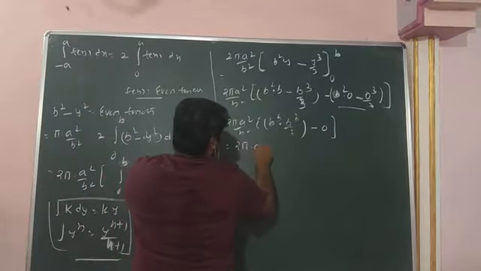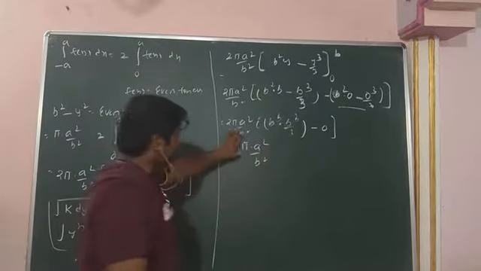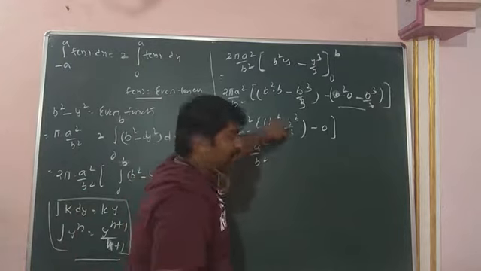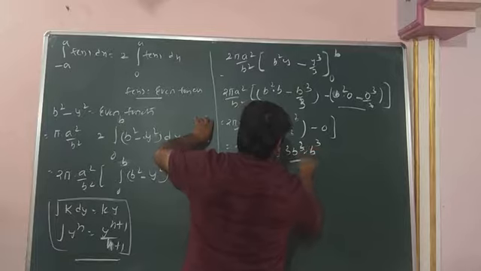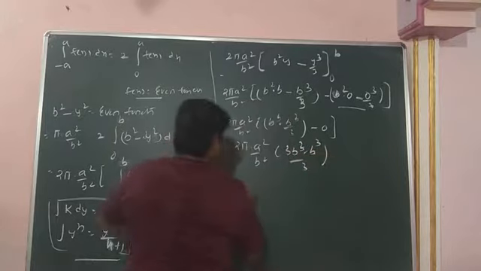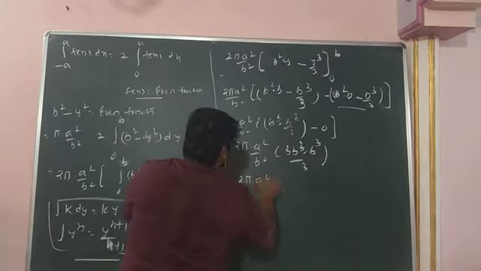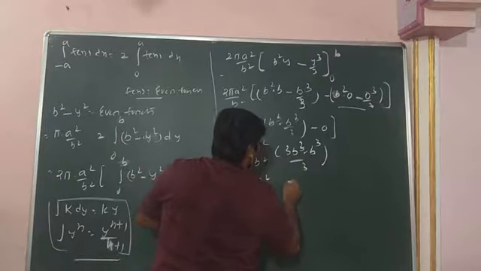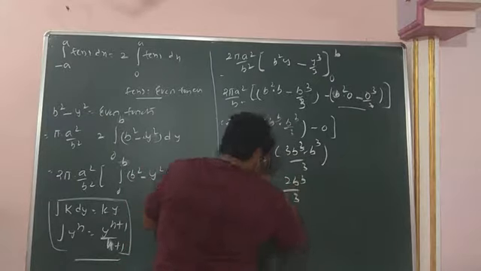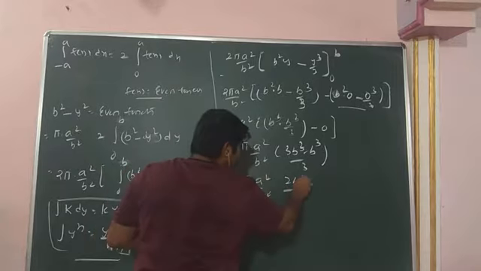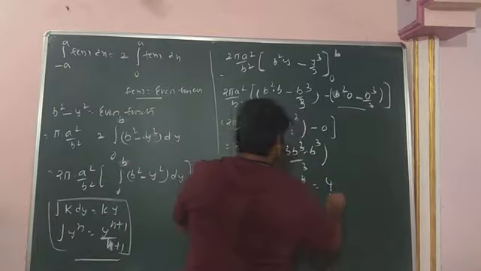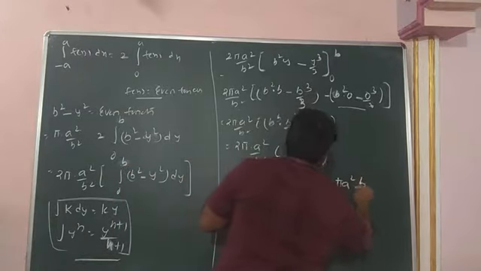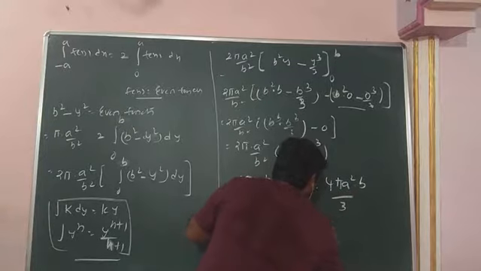2 pi into a square by b cube. And if we simplify this one, we get 3b cubed minus b cubed by 3. This is equal to 2 pi into a square by b square into 2b cubed by 3. This is 2 and this is 3, so they will be cancelled. We get 4 pi a square b by 3. That is nothing but 4 by 3 pi a square b.